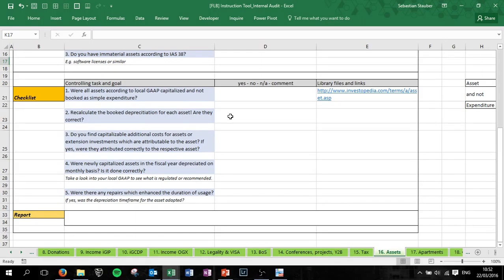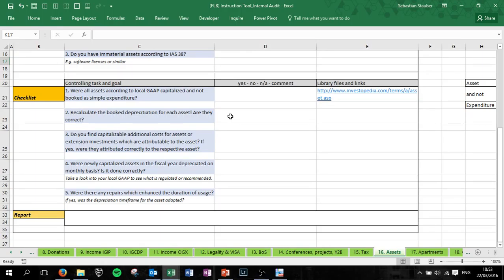Number 3, if you find additional costs for an asset, for example you bought a machine, but then you bought a second, additional machine to make the value of the machine even more, then it's an additional cost which needs to be capitalized because it is directly attributable to the asset. If it's not directly attributable, then it is most likely expenditure or another asset.